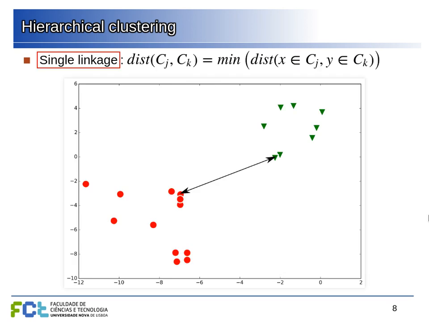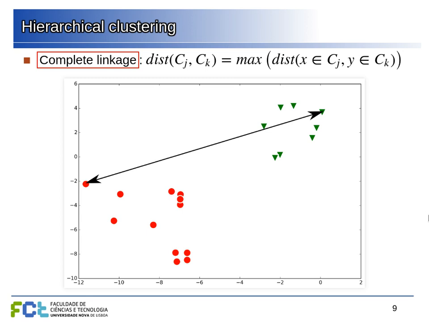And now we have several different ways of measuring linkage. For example, single linkage takes the distance between two groups, two clusters, cluster J and cluster K, to be the minimum of the distance between all pairs of points, taking one point from one cluster and another point from the other. So the minimum distance of examples between the two clusters will be the distance between the clusters. And this is called single linkage. Complete linkage takes the maximum distance of pairs of points between the two clusters.